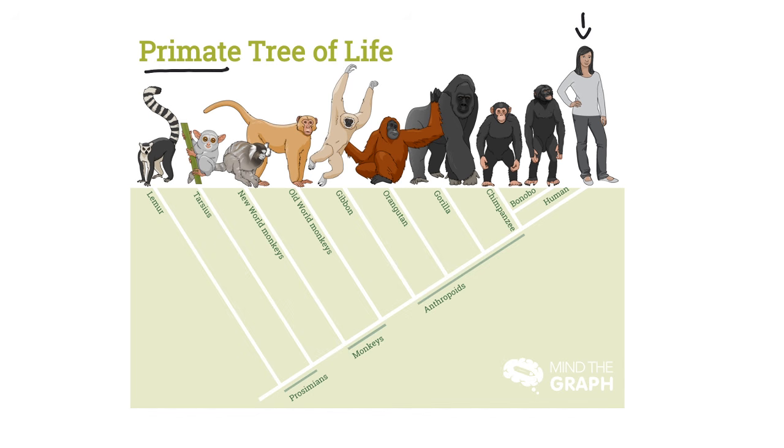Now, it's important to also note that this particular one has been constructed in such a way that it is showing how distant they are from us. In other words, the individuals that are closest to our left over here are more similar to us than perhaps the lemur over here, which is the furthest away from us.